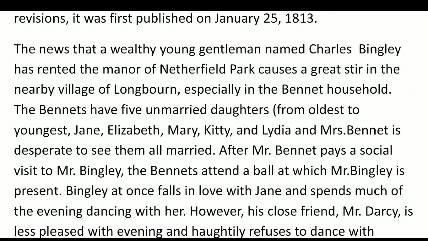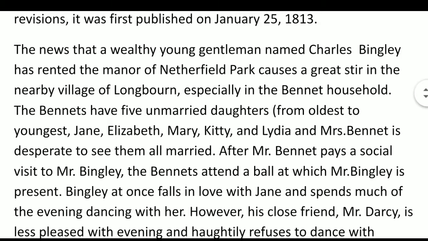The news that a wealthy young gentleman named Charles Bingley has rented the manor of Netherfield Park caused a great stir in the nearby village of Longbourn, especially in the Bennet household. The Bennets have 5 unmarried daughters from oldest to youngest: Jane, Elizabeth, Mary, Kitty, and Lydia. And Mrs. Bennet is desperate to see them all married.